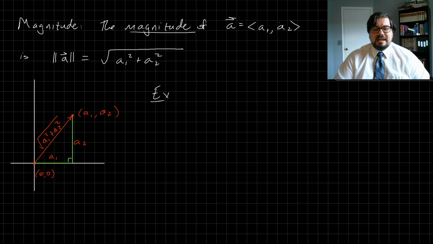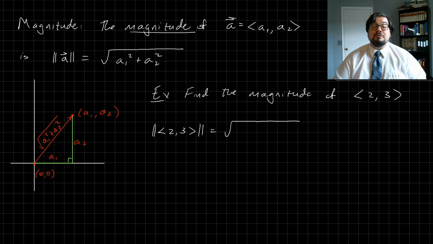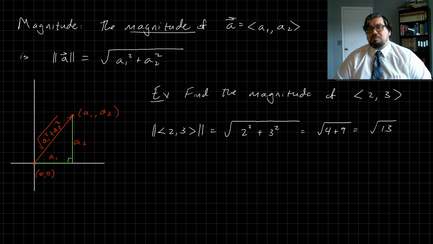So let's see a couple of examples of how we use this. Let's find the magnitude of the vector 2, 3. The magnitude of the vector 2, 3 always follows the same formula, and you can remember it because it's the same as the formula for the hypotenuse of a right triangle. So the magnitude of the vector 2, 3 is equal to the square root of 2 squared plus 3 squared, which is the square root of 4 plus 9, which is the square root of 13. And that's pretty much all there is to it.